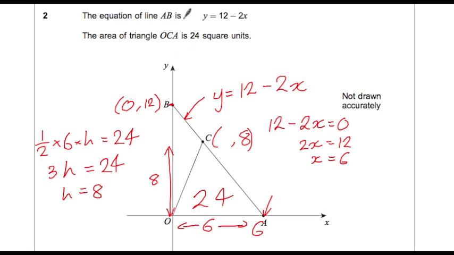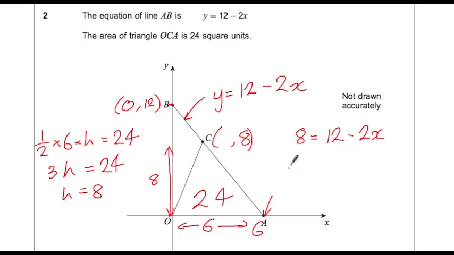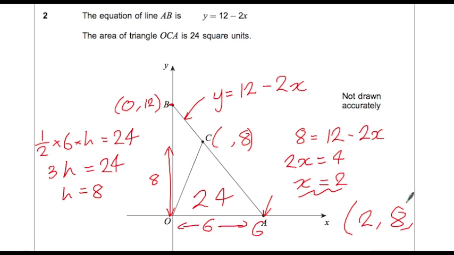So then to find the x coordinate, we're going to have to sub back into y equals 12 minus 2x to find the x coordinate. So we know 8 equals 12 minus 2x. So 2x equals 4, so x equals 2. So just make sure you write down the actual answer at the end, which is 2, 8.